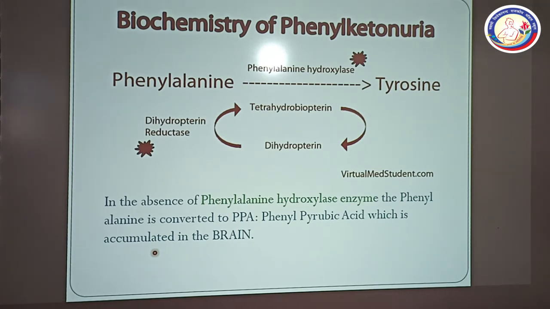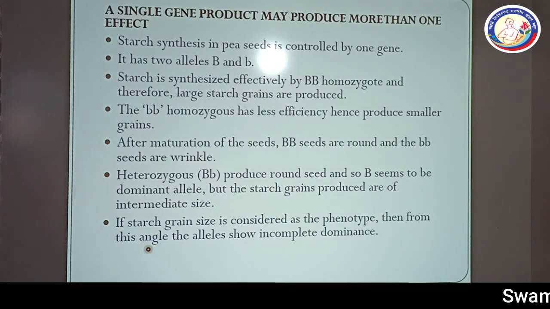What is the biochemistry of phenylketonuria? You can see here, if phenylalanine is present, in the presence of phenylalanine hydroxylase it is converted to tyrosine. When this enzyme is absent, then tetrahydrobiopterin will convert to this one and it will change the biochemistry. In the absence of phenylalanine hydroxylase enzyme, the phenylalanine is converted to PPA, phenylpyruvic acid, which is accumulated in the brain. Now, a single gene product may produce more than one effect.